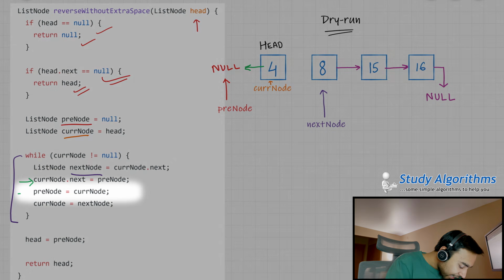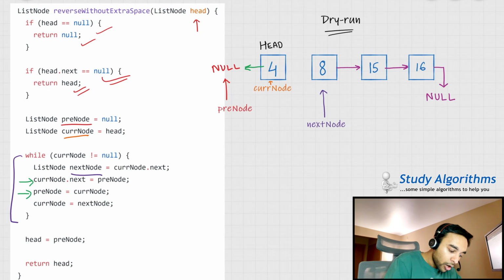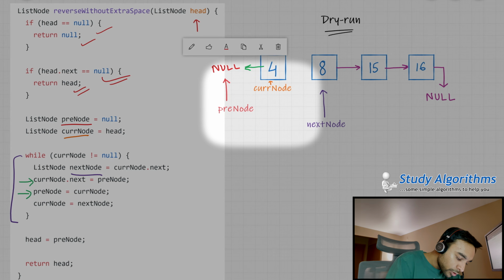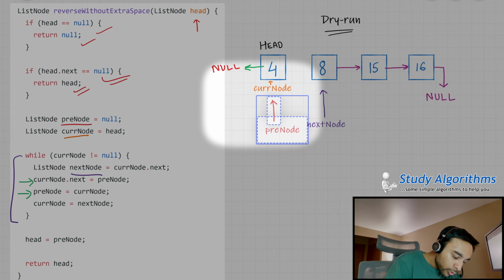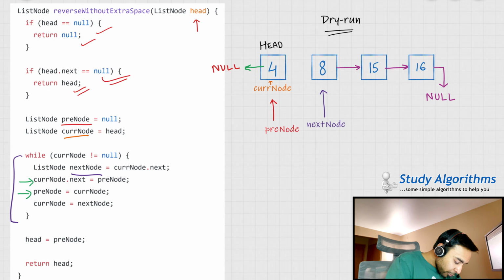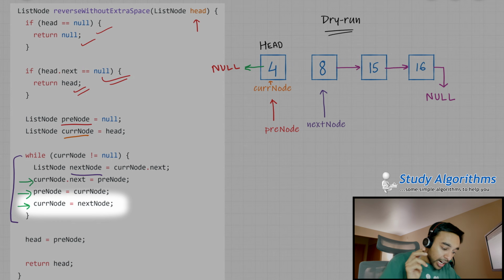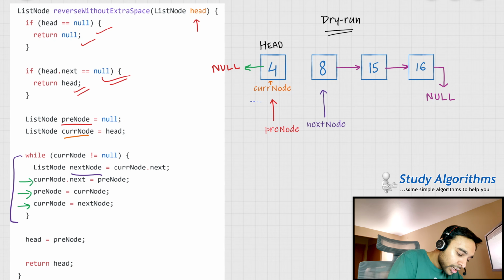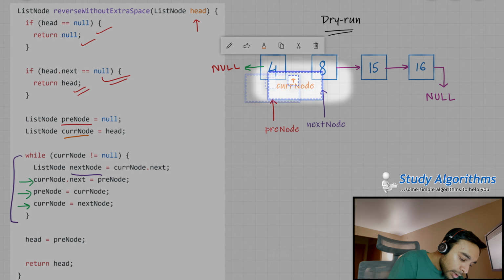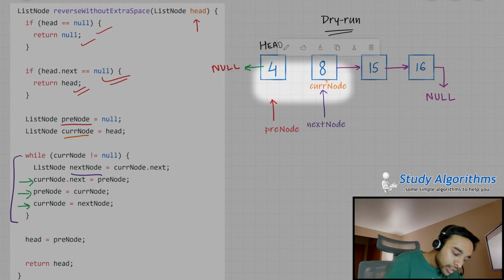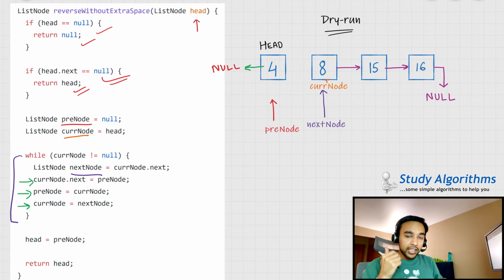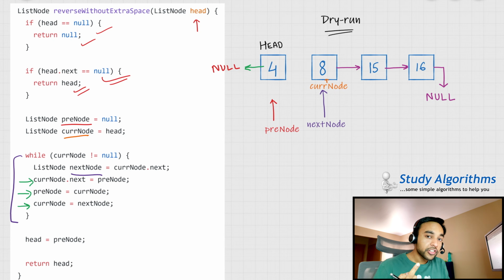Going ahead, I say previous node equals to current node. So now previous node will point at current node. One more step forward, we say current node equals to next node. So this time current node will point at next node. This concludes one iteration of the loop. Let me do one more iteration to show what is actually happening.